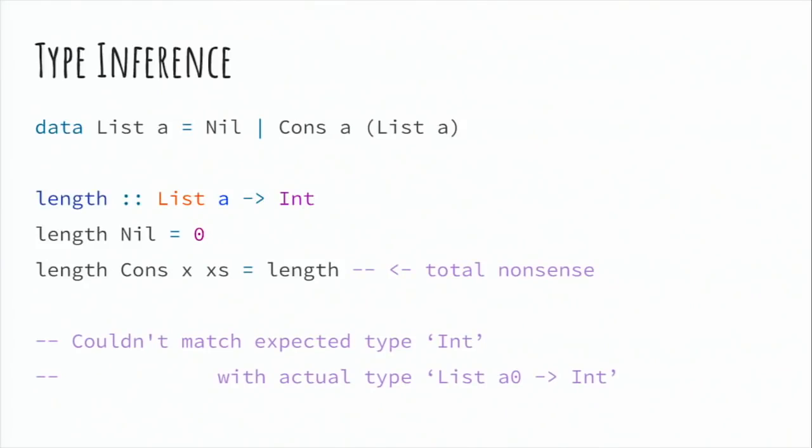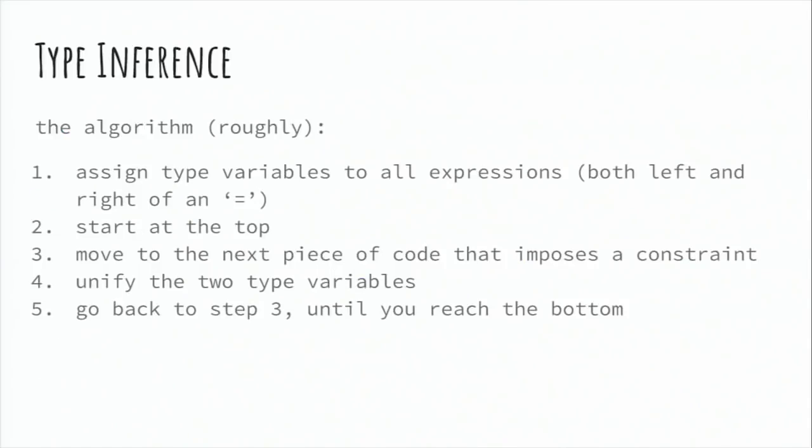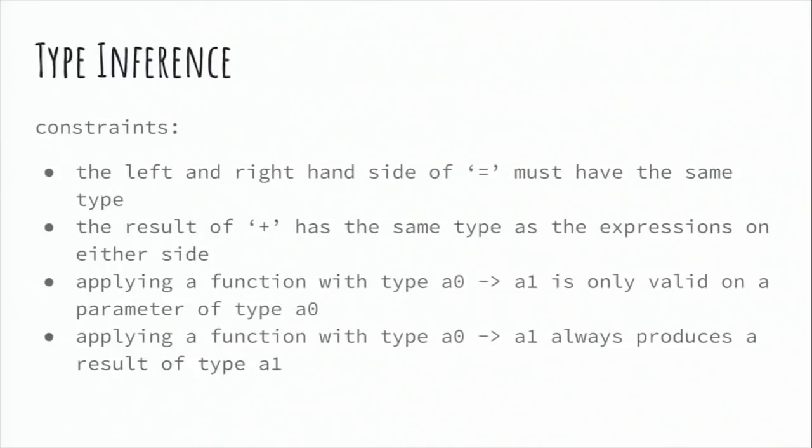Note the A0. Because what does this algorithm roughly do? It starts by taking all the code and all the nodes in the code and all expressions and sub-expressions and assigning a type variable to it, both left and right of an equals for definitions. And it just starts at the top and it moves to the next piece of code that imposes a constraint. I'll come to that. Then it unifies these type variables and then it goes back to step 3 until it reaches the bottom.